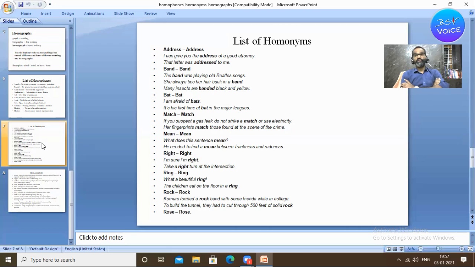Then rose and rose. The person rose from the sleep and received a rose. He received a rose immediately when he rose from the sleep.